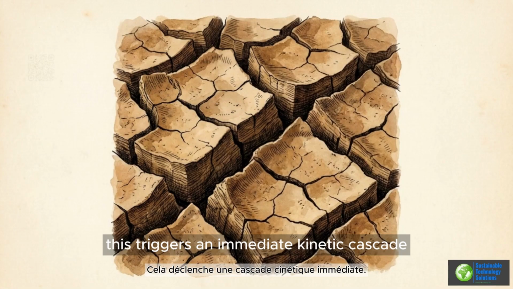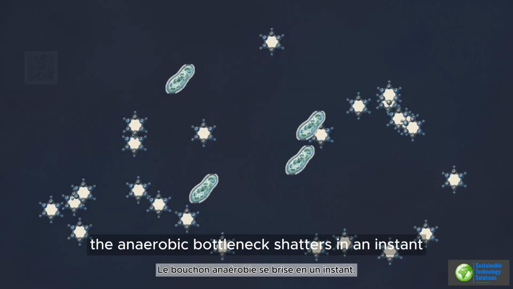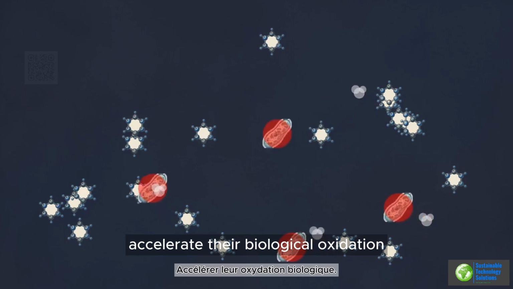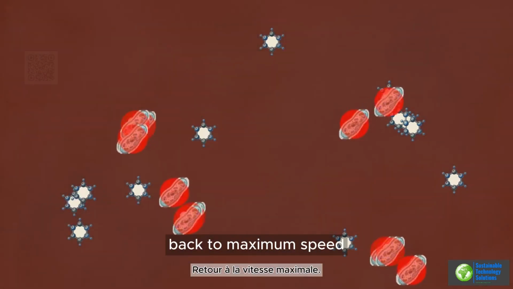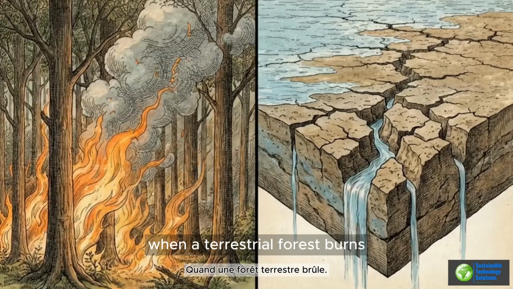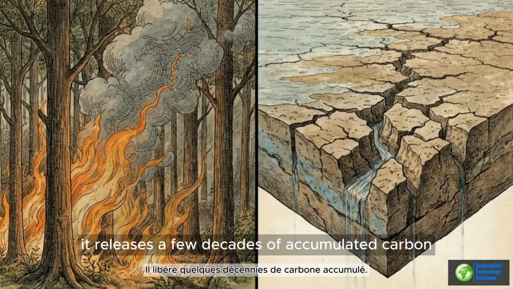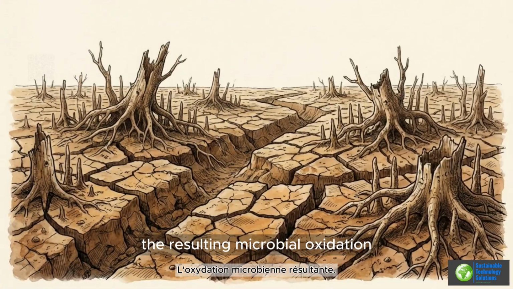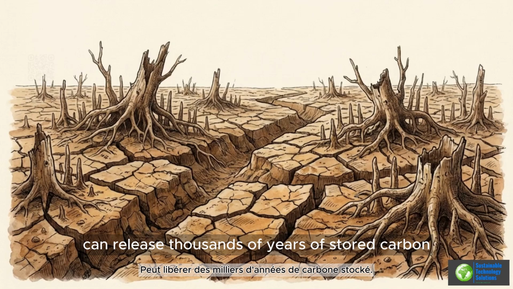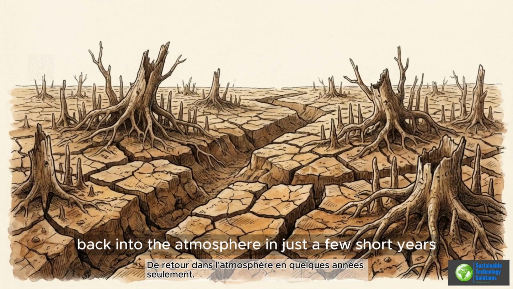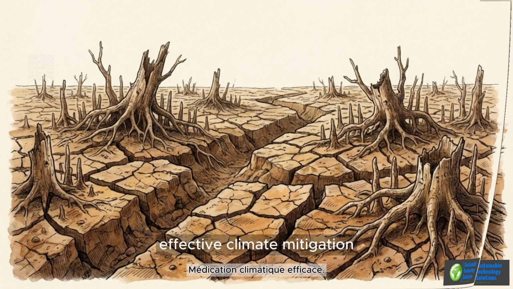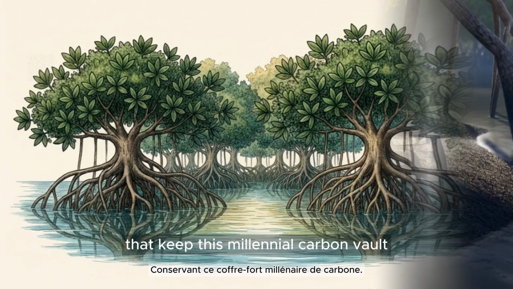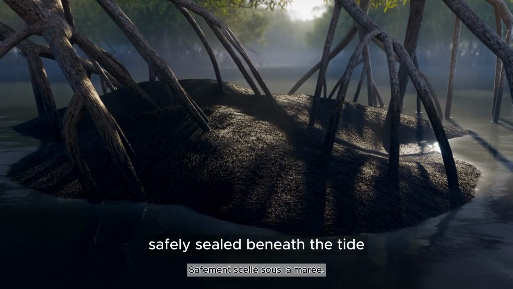This triggers an immediate kinetic cascade. The anaerobic bottleneck shatters in an instant, and the newly oxygen-rich microbes accelerate their biological oxidation back to maximum speed. When a terrestrial forest burns, it releases a few decades of accumulated carbon. When a mangrove soil is drained, the resulting microbial oxidation can release thousands of years of stored carbon back into the atmosphere in just a few short years. Effective climate mitigation depends on protecting the specific hydrological conditions that keep this millennial carbon vault safely sealed beneath the tide.